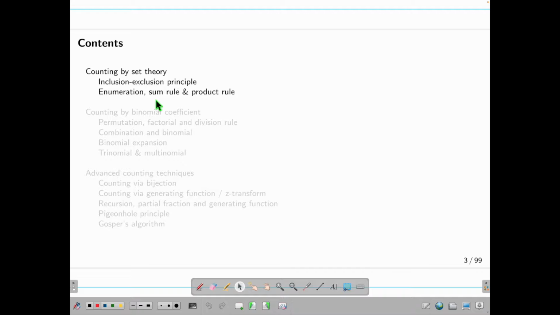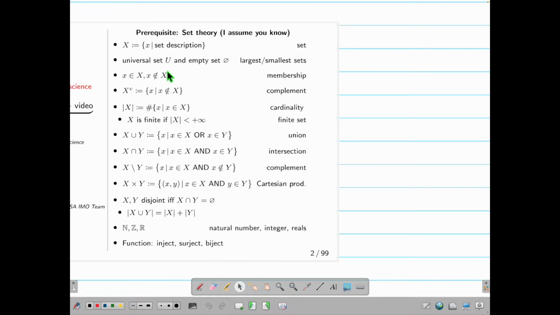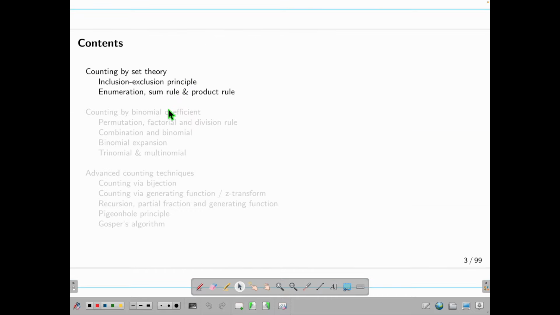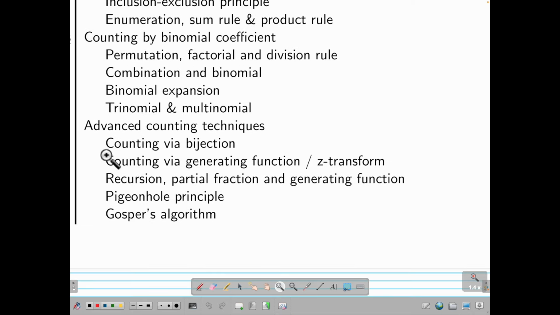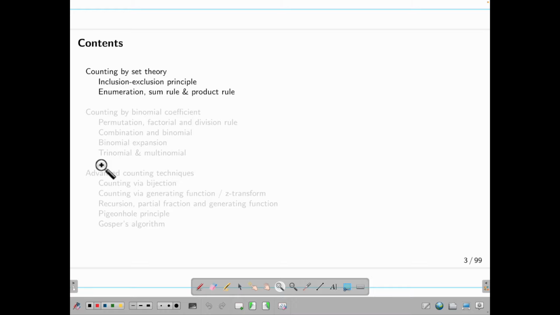So we have 3 parts. The first part is counting by set theory. That's why this exists after the set theory. Then we count things by something called the binomial coefficient. In the binomial coefficient, you will see the factorial symbol, but we won't stop here. We'll go to trinomial, quadrinomial, multinomial, and then you can expand whatever you can. And lastly, we will go to something very difficult. So we will start from simple things.